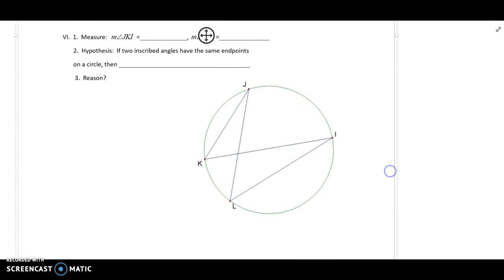Next one, find the measurements of these 2 angles. Well, it turns out they're both 49 degrees. So this angle is 49 degrees, that angle is 49 degrees. I see that they're the same. So I have these 2 inscribed angles, angle JKI and angle JLI, that are equal to each other. If they have the same endpoints on the circle, then they are equal.